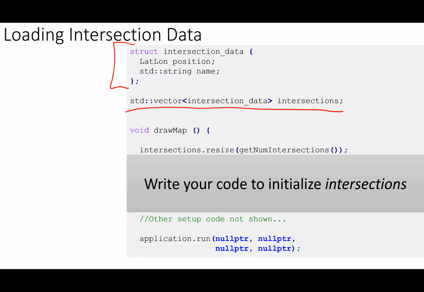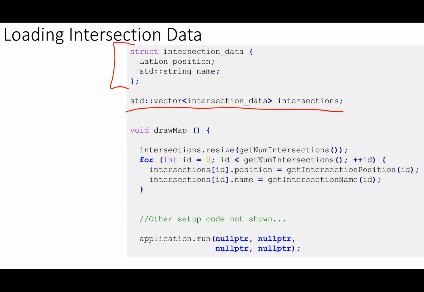And then I'm going to load it up. You probably don't remember how to load this up exactly, but I can just loop through all my intersections, from 0 to get num intersections, and I can ask the Streets Database API, what's the position of that intersection? I'm going to store that. And I can ask, what's the name of that intersection? I'm going to store that. Okay, so my loading code is pretty simple.